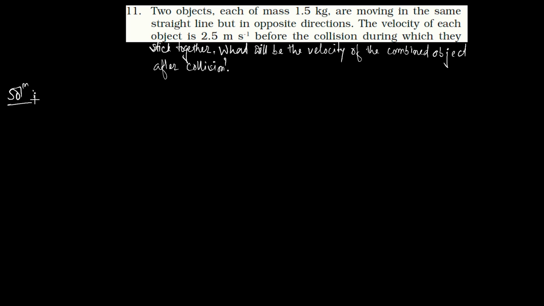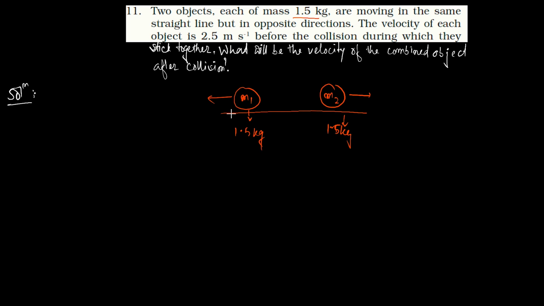This question is actually saying that two objects are given here, each having a mass of 1.5 kg, and are moving in the same straight line but in opposite directions. I will consider that diagram. This is one object M1. This is one more object M2. They have the same mass, that means 1.5 kg and 1.5 kg. They are moving in the same straight path, but in opposite directions. M2 is moving in this direction, M1 moving in this direction.